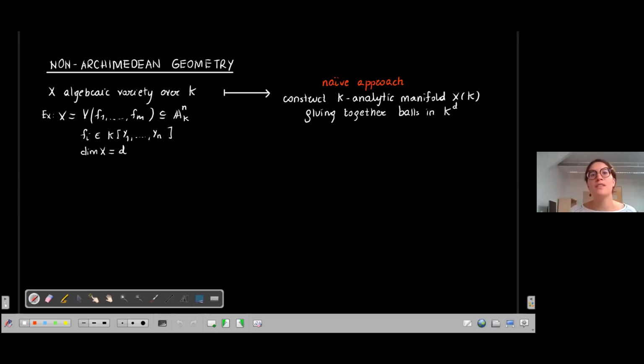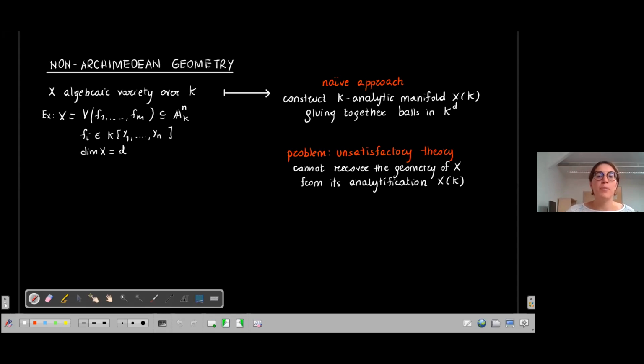So we can think, for instance, that the notion of an analytic function would, in some sense, be quite different from what we would like to define as a continuous function. So the problem that we are facing is that we have a pretty unsatisfactory theory. And another way to see why this is a naive approach, and not the one we want to take, is that when we start with a variety and we take its analytification in this sense, we will not really be able to recover the geometry of X.